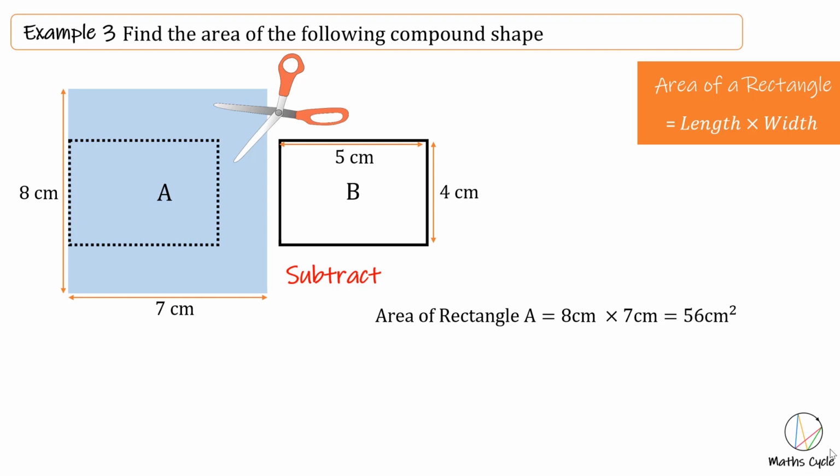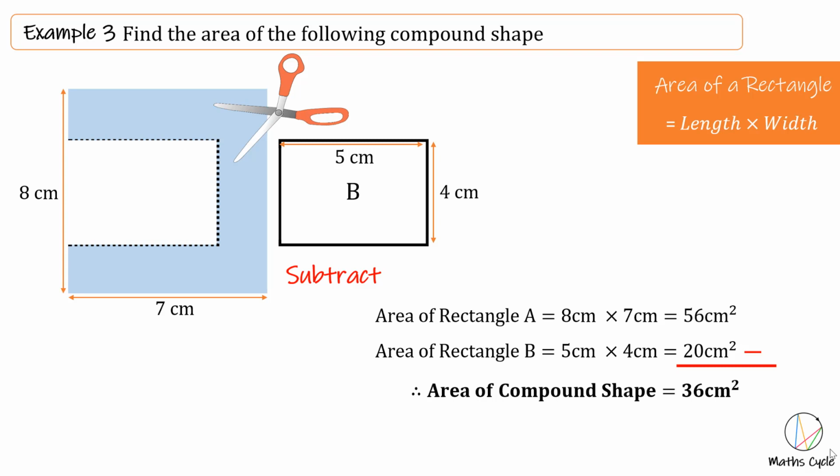Then looking at the part that we're going to cut out, rectangle B, the area of rectangle B is 5 centimeters multiplied by 4 centimeters, so that equals 20 centimeters squared. So remember, we're cutting out, so we're subtracting. So 20 centimeters squared from 56 centimeters squared is 36 centimeters squared, and that's going to be the area of that piece of blue that's left after we cut out the rectangle. Okay.